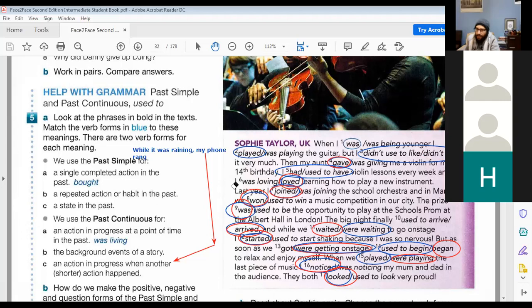I loved, but was loving doesn't fit at all, because loving is a state verb. You can't put it with an ing. It just sounds strange.